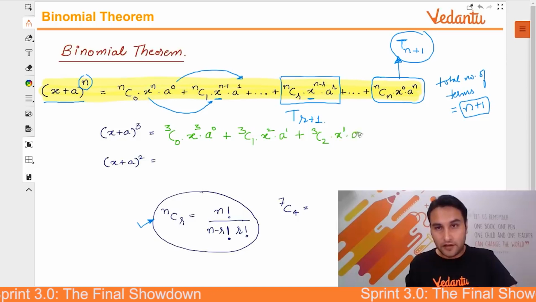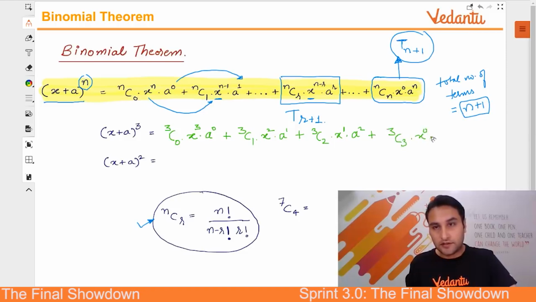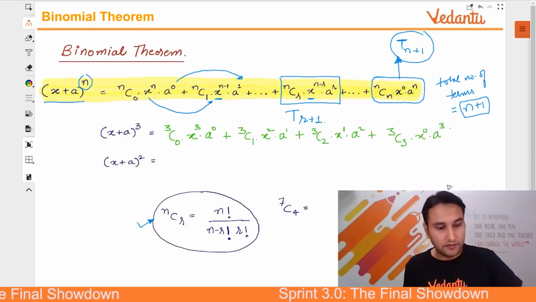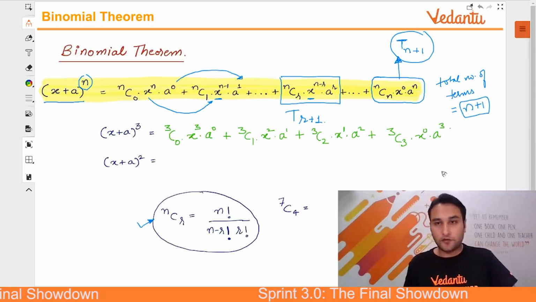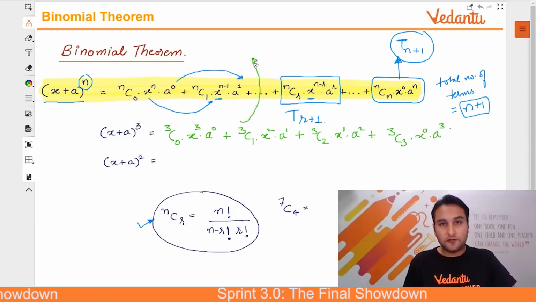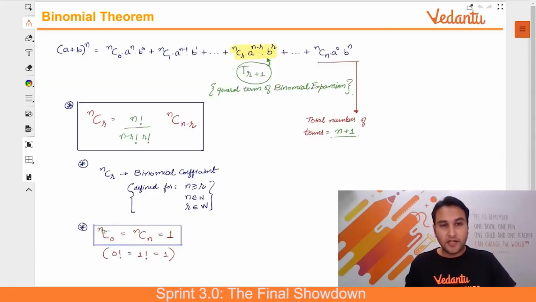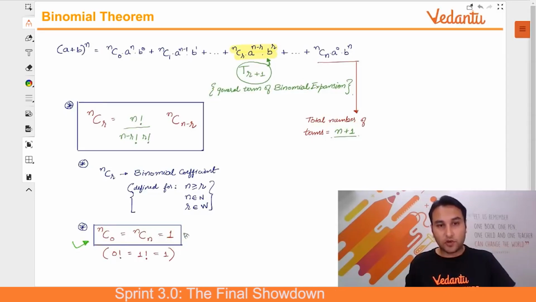a to the power 1, and the last term will be 3c3 x to the power 0 a to the power 3. All right, is it clear to all of you? If you expand it, this will appear in the format which you remember. Do you remember what is 3c0? What is 3c0? Always remember nc0 and ncn both are equal to 1.